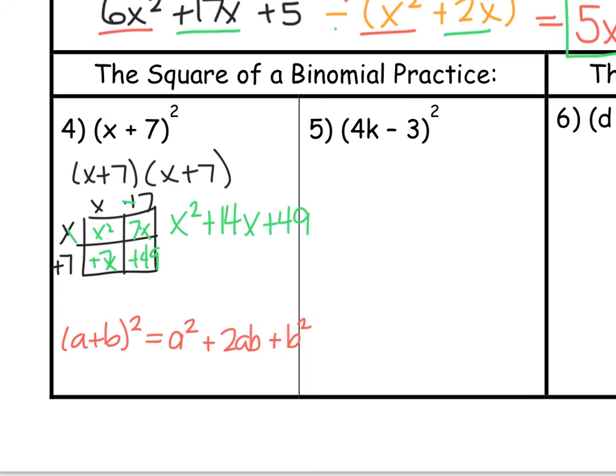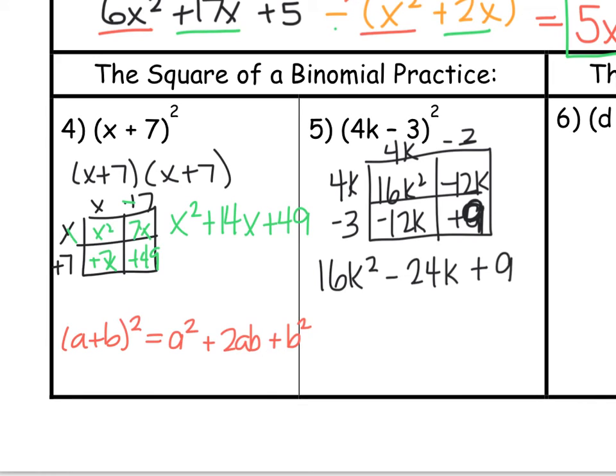If you want to use the box method, use the box method, and then pause the video and check your answer. Okay, so here's the answer to number 5. I did the box method to multiply these two out. And again, if we look at this over here, we squared the first term. 4k squared is 16k squared.